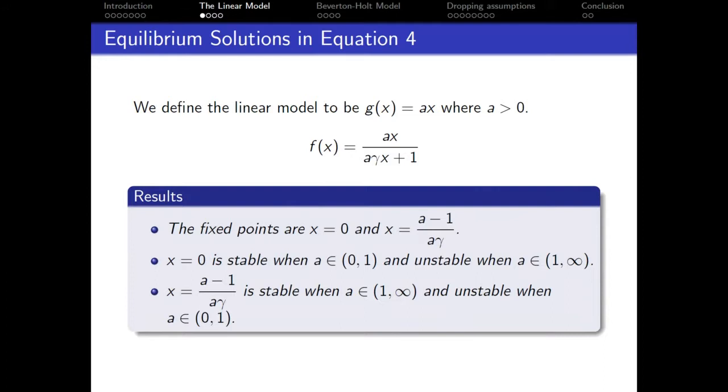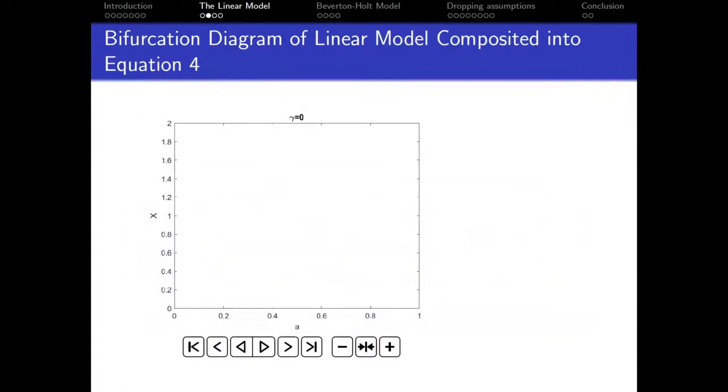After some more algebraic analysis, we find that x equals 0 is stable when a exists between 0 and 1, and unstable when a exists between 1 and infinity. While x equals a minus 1 divided by a times gamma is stable when a exists between 1 and infinity, and is unstable when a exists between 0 and 1. We created a visual bifurcation diagram to represent our findings. This slide shows the bifurcation with several different values of gamma.